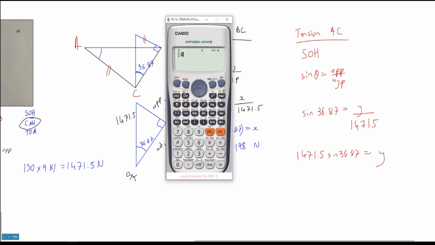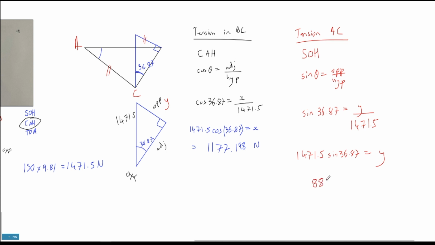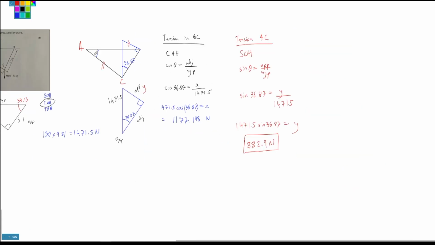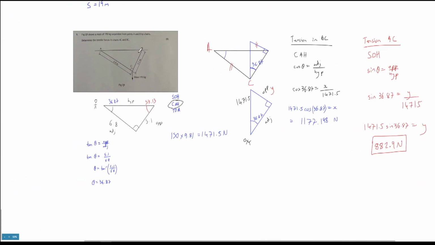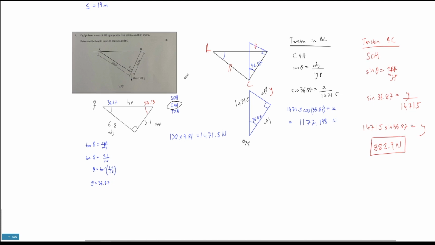So 1471.5 sine 36.87. Close that up. We got 882.9 newtons. This is the tension in AC, and this is the tension in BC. So I expect the tension in BC to be higher because it's doing more work. It's closer to the load, so it's lifting it more. And the tension in AC is less because it's further away. So it actually makes sense, and it looks really good.